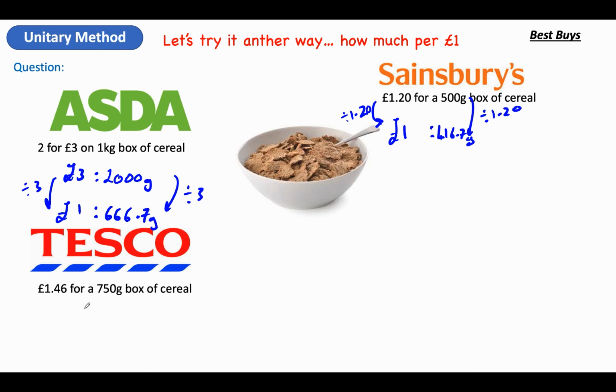Let's try this one then. So £1 over here. We're dividing by 1.46. Let's do that to both sides of the ratio. So 750 divided by 1.46 equals 513.7 grams.